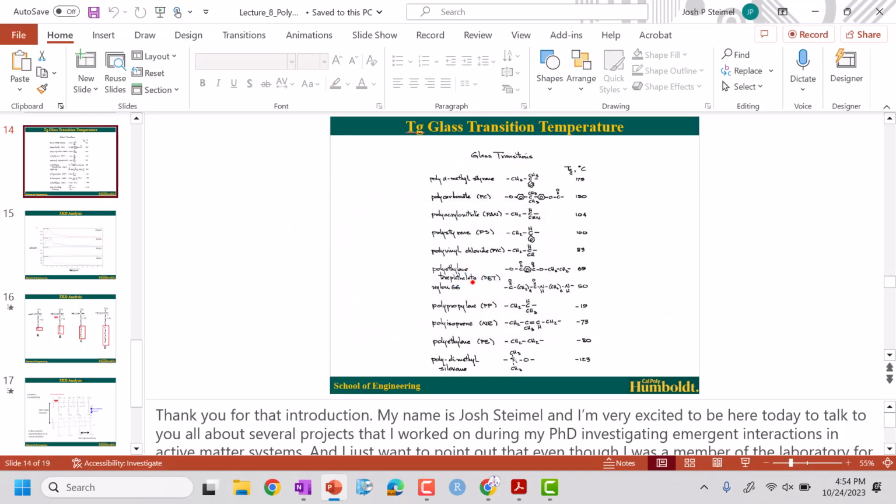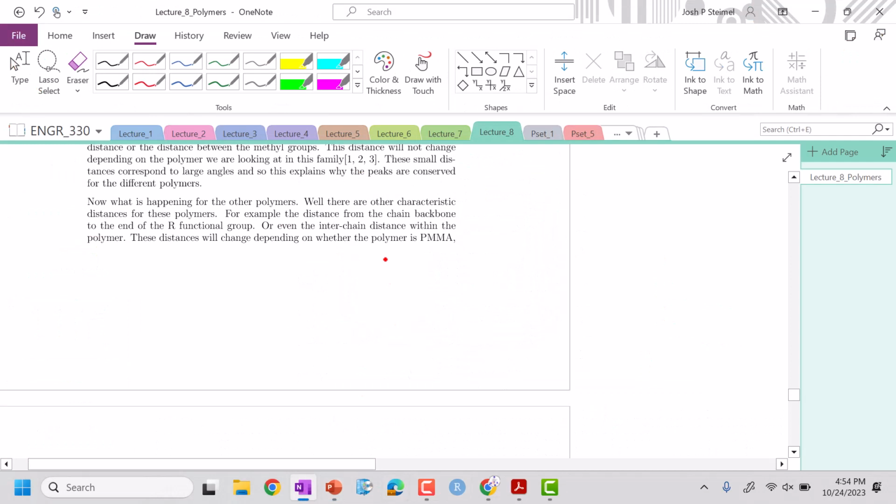Fantastic. So next time, we're going to look at how we are going to analyze polymeric materials, and we will see you then with XRD and DSC.